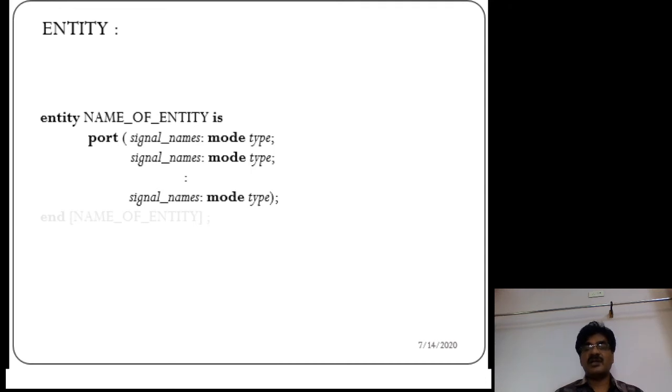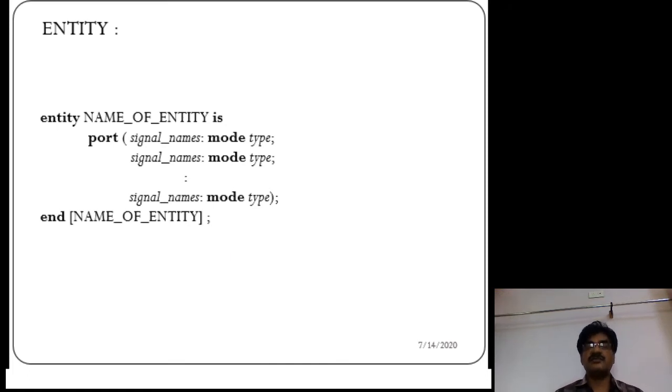The port is ended by a closing bracket and semicolon, and finally end with entity name or not. So the word end is a must, but entity name is optional, so it ends with a semicolon. So this is the syntax for entity declaration.